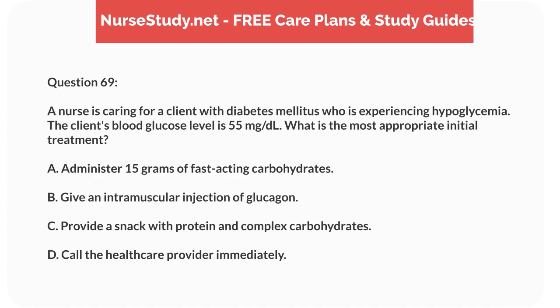Question 69. A nurse is caring for a client with diabetes mellitus who is experiencing hypoglycemia. The client's blood glucose level is 55 mg per deciliter. What is the most appropriate initial treatment? A. Administer 15 grams of fast-acting carbohydrates. B. Give an intramuscular injection of glucagon. C. Provide a snack with protein and complex carbohydrates. D. Call the healthcare provider immediately.